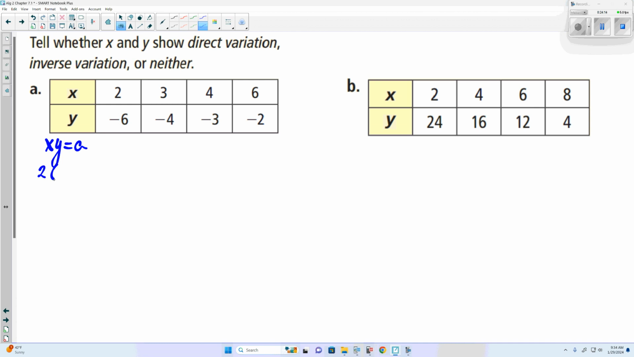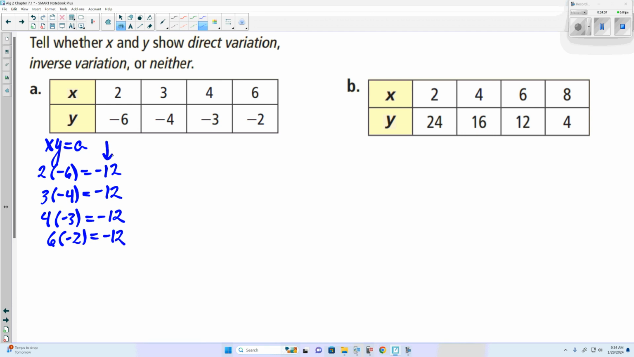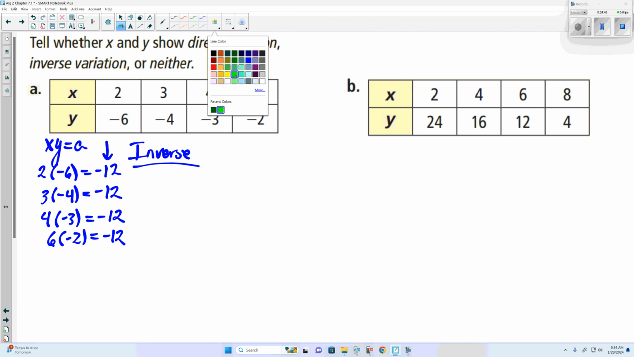So the first thing we're going to do is 2 times negative 6. Then we'll do 3 times negative 4. 4 times negative 3. And lastly, 6 times negative 2. Since we have the same amount each time, this is inverse variation. Let's get this light green.